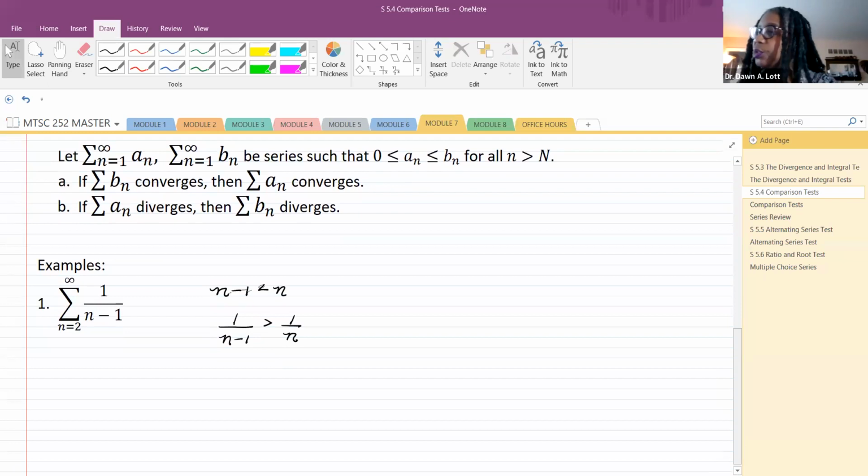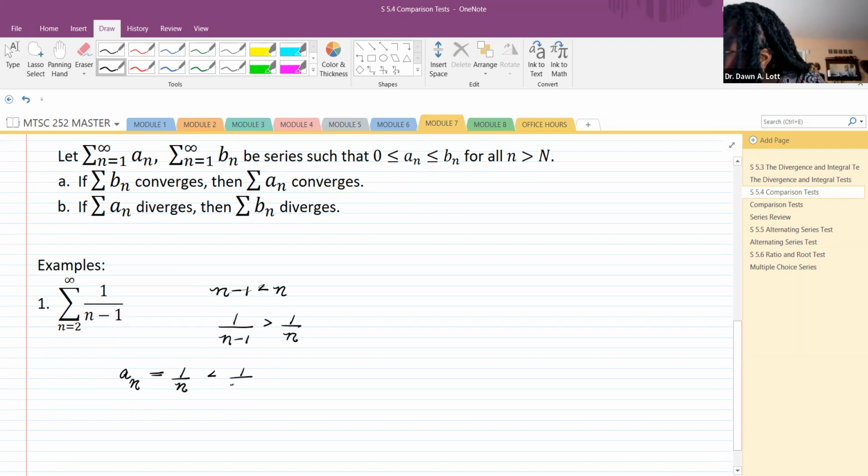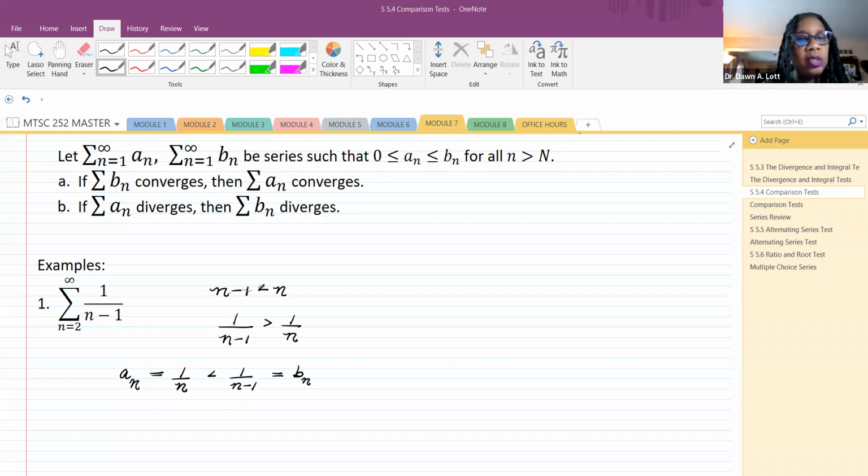Okay, so now I have two series. I'm going to write this as an. It's going to be the smaller series, 1 over n, which is less than 1 over n minus 1, because the denominator is smaller, so the fraction is larger. And this is equal to Bn. So I have exactly the case where I have one series less than another, and this one is not even equal, it is strictly less than.